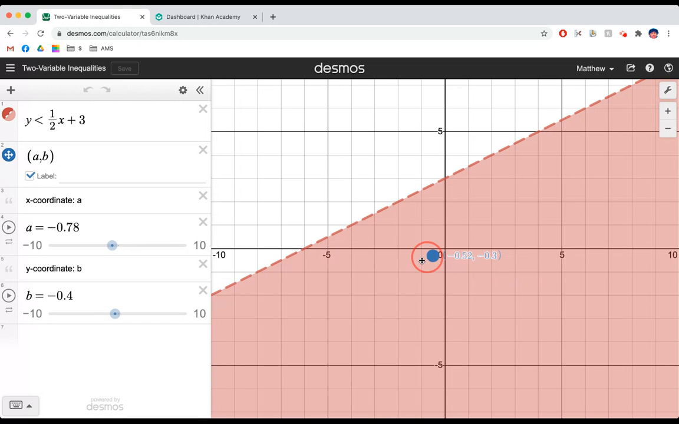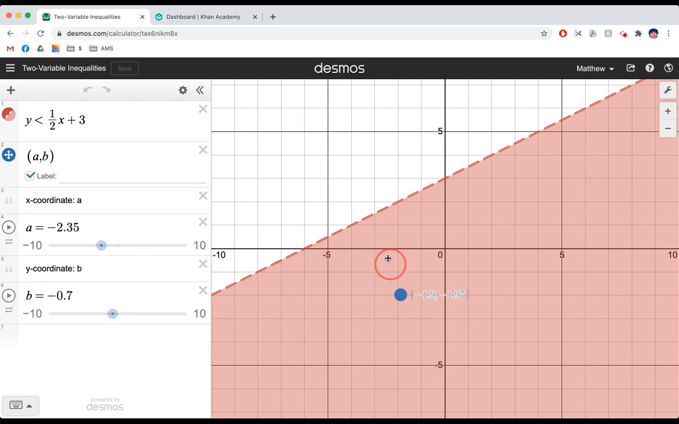So I can move this point around. Any of these points, you have infinite solutions, right? Any of these points are actually solutions because it's in the shaded region. The second I go out of the shaded region, those are non-solutions. Okay, so what we're going to do is show algebraically how that works.